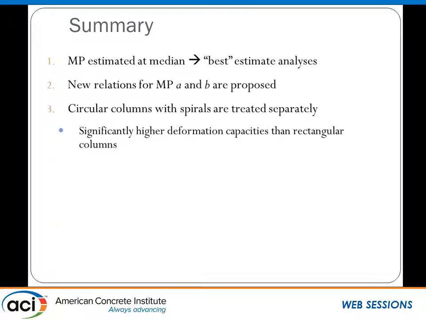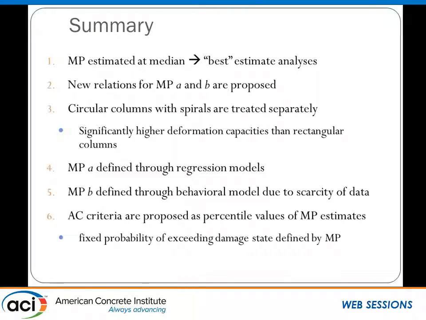And I'm not sure I have time for all this, but in summary, modeling parameters are at the median value. We developed new relations for modeling parameters A and B. Circular columns are treated differently because they perform much better. Modeling parameter A is defined through regression models, B through a behavioral model because we don't have a lot of data, and the acceptance criteria are defined as a percentile.